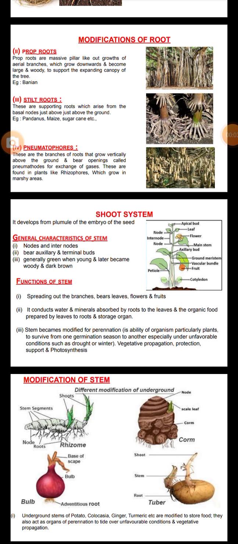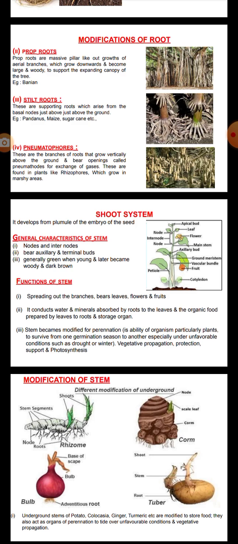This video is related to the modifications of the root system. Usually the root is assigned to absorb water and minerals, but sometimes, other than absorption, the root performs different activities like storing food, providing additional support in the case of prop roots and stilt roots which arise from the base of the stem, and pneumatophores which help in breathing. Parasitic roots sometimes absorb nutrients from the host plant, for example the dodder plant.